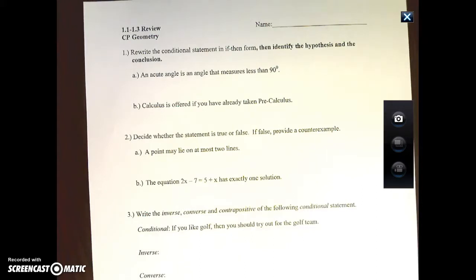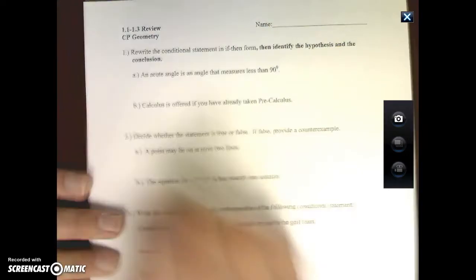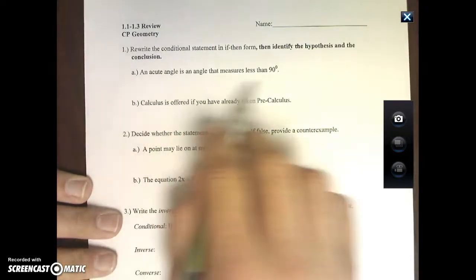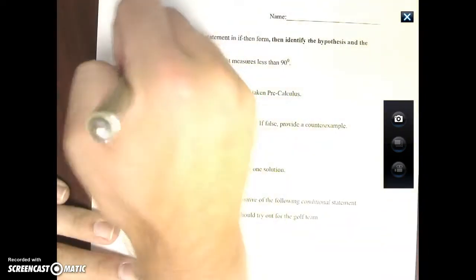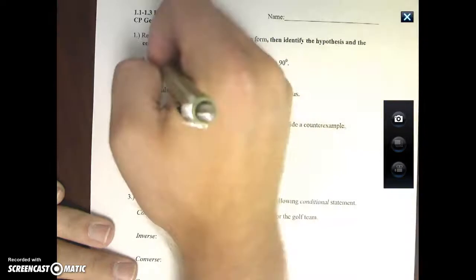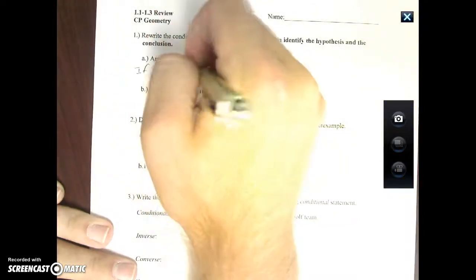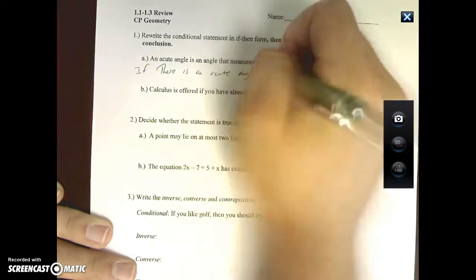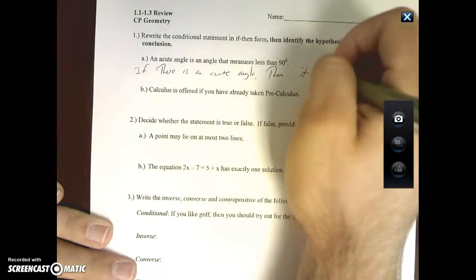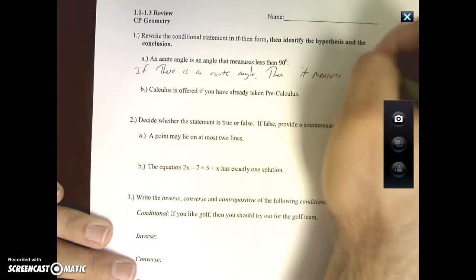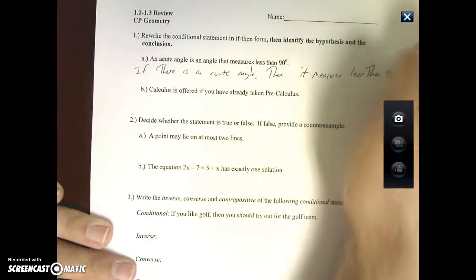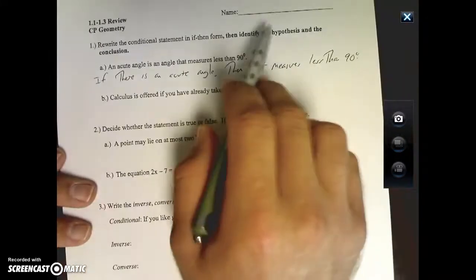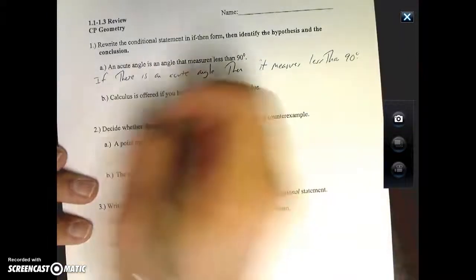Rewrite the conditional statement in if-then form and identify the hypothesis and the conclusion. An acute angle is an angle that measures less than 90 degrees. Again, you have some artistic liberty here, but if there is an acute angle, then it measures less than 90 degrees. Okay? Now, when I say identify the hypothesis and conclusion, this will be on the quiz.